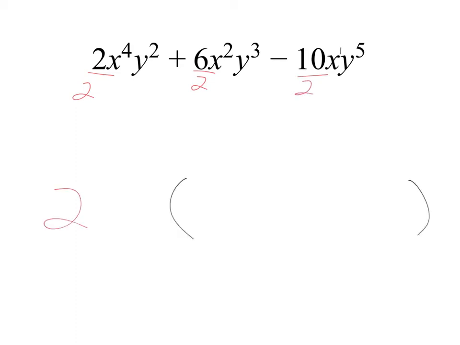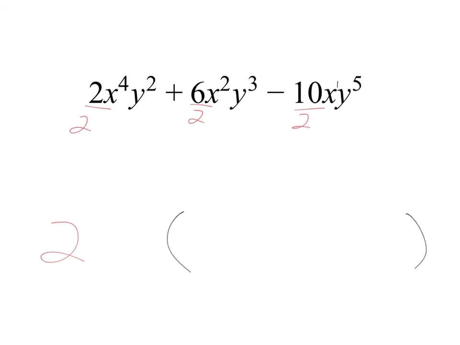Then let's look at our letters. First term, I've got 4 x's and 2 y's. Second term, I've got 2 x's and 3 y's. Third term, I've got 1 x and 5 y's. I want to figure out how many letters can I safely take away from every single term. So I've got 4 x's and 2 y's. I've got 2 x's and 3 y's. And I've got 1 x and 5 y's.